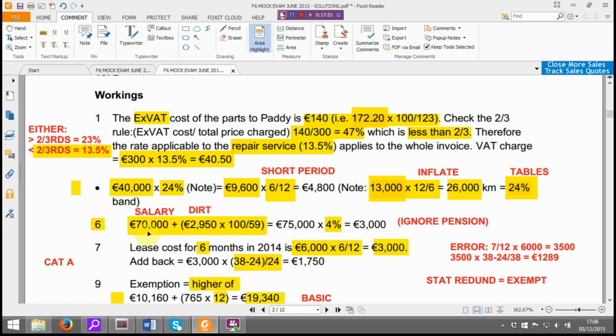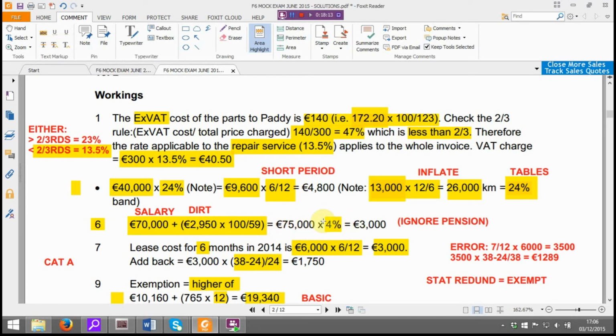Now, in this case, really per the question, we only had 2 types. It was the salary, that's definitely chargeable, and also the DIRT, noting that it's provided to you net. Therefore, you must gross up by our normal fraction of 100 over 59. That gives us 75,000, and we simply multiply that by the 4%.